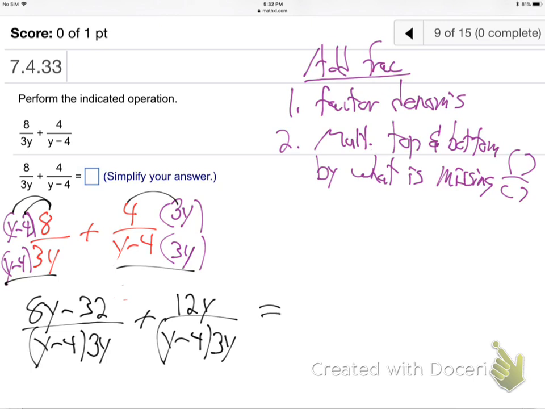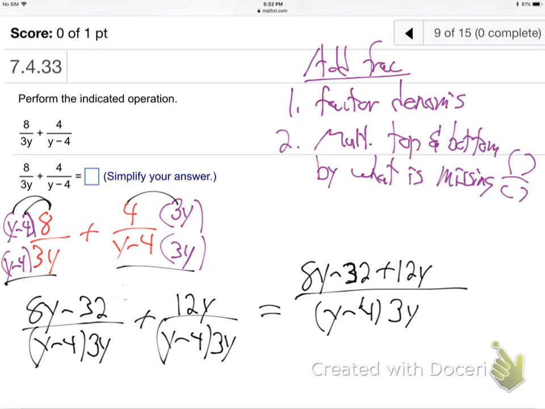Now you can make them one fraction because their denominators match. Y minus 4 times 3y. So we get 8y minus 32 plus 12y. 8y and 12y, that's 20y. In fact, why don't I just make that 20y right away? You just combine those right there. So 8y, 12y, 20y minus 32.